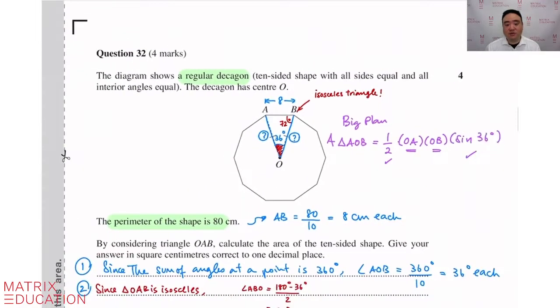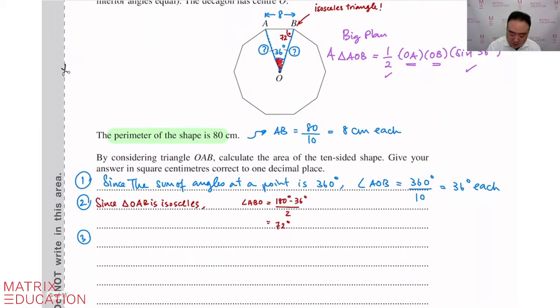So yes, we need to use cosine rule here. In step 3, use cosine rule to find the length OA, which is equal to the length of OB. Okay, let's construct that. I would have that AB squared must be OA squared plus OB squared minus 2 times OA times OB cosine of AOB.